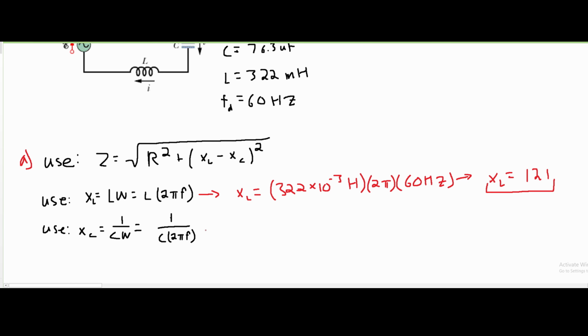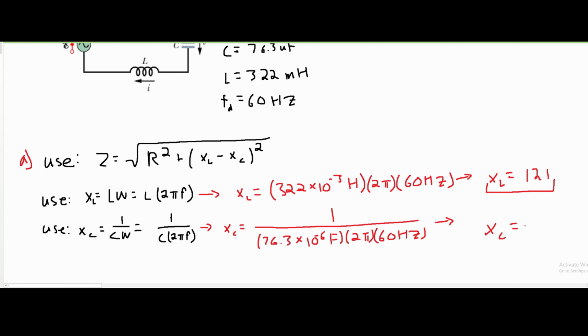Next, we can solve our X of C, and for this, we're going to have 1 over our C, which is 76.3 microfarads. Converting this, it's going to be 76.3 times 10 to the negative 6 farads, times 2 pi, and we need our frequency, which is just 60 hertz. This is all underneath 1. After we do this, we are going to get that X of C is approximately 35. The units for each of the X's is ohms.